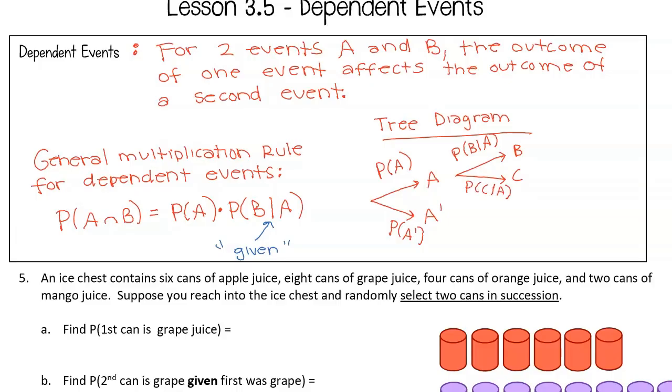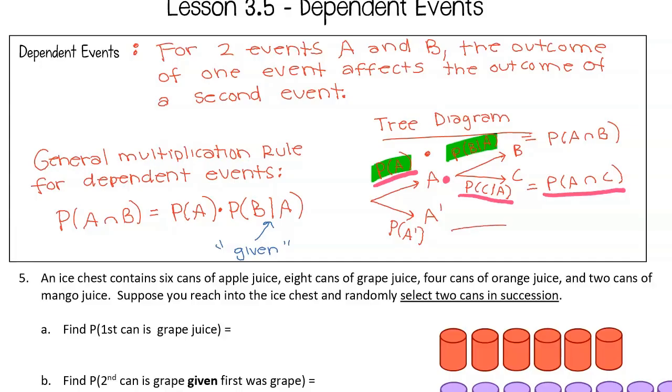The event of B given A means this is the probability that event B is happening given that something already happened with A. And then if I multiply these two together, then I get the probability of A intersection B, both things occurring. Then if I multiply the probability of A times the probability of C given A, that will equal the probability of A and C. I can also have events B and C occur if A complement occurs. So here's B and C. So this is the probability of B given A complement, and this is the probability of C given A complement.